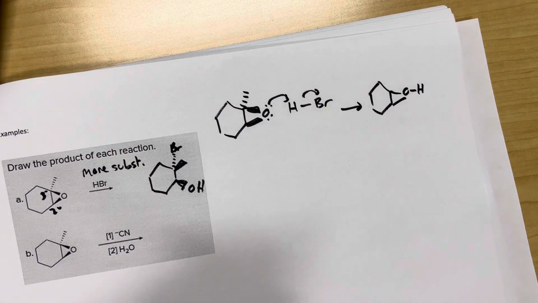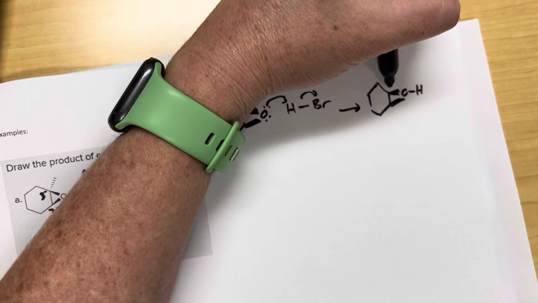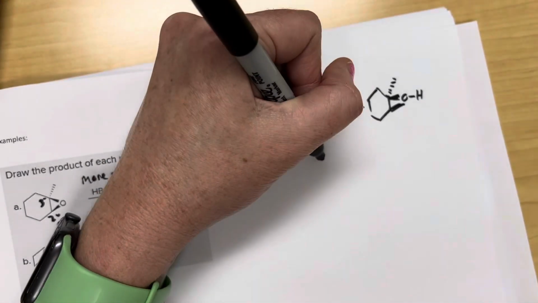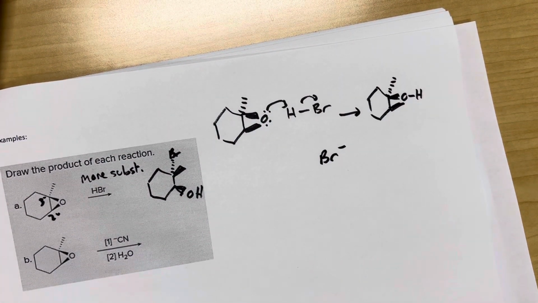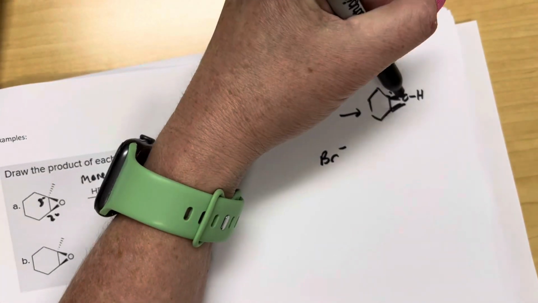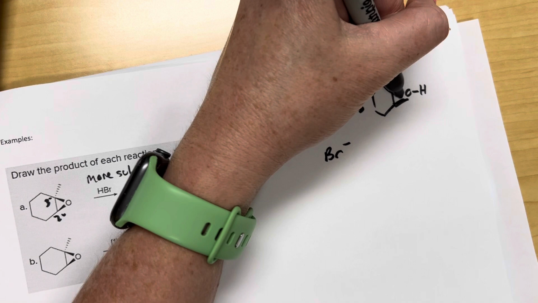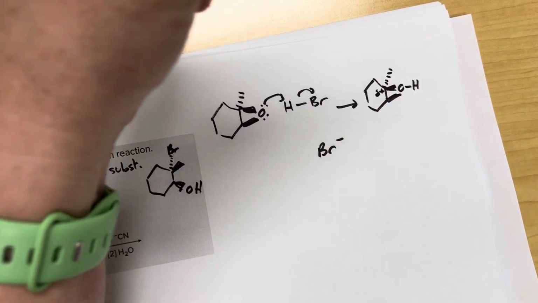Now, oh, and I should draw it like this, sorry. The stereo center hasn't changed. Okay, but now you have this Br negative coming in. It was a product from over here. So that Br negative has a couple choices. But if you look, the reason this acts like an SN1 reaction is kind of weird, but it's because this oxygen is electronegative, right? So it's pulling electrons toward it, and this one's pulling electrons toward it. This has a partial positive charge on it, and this one does as well.